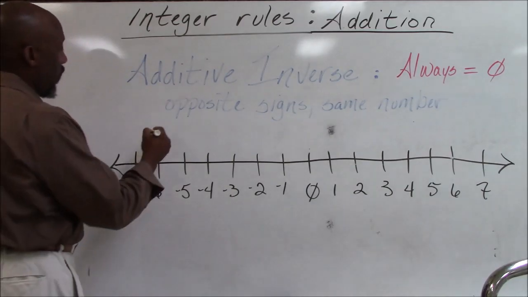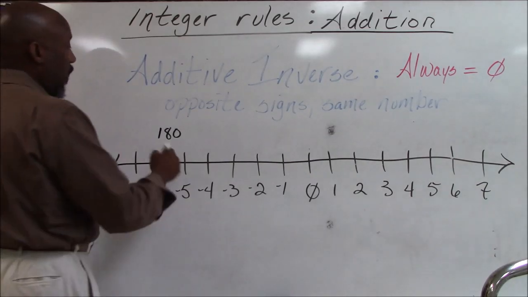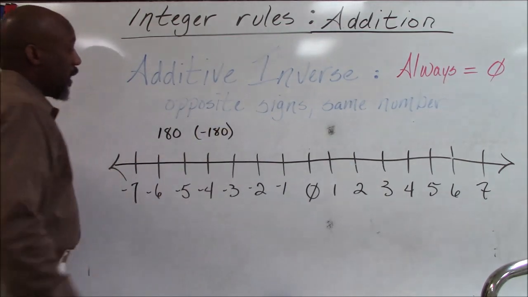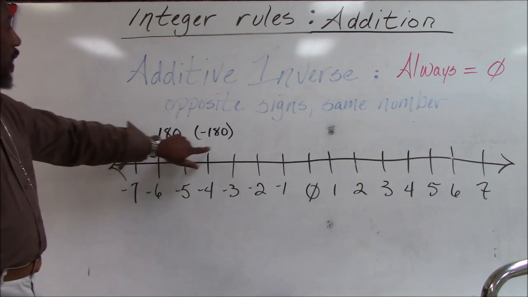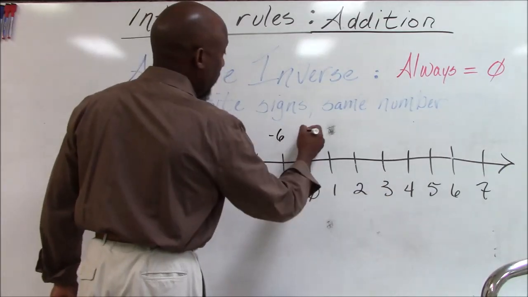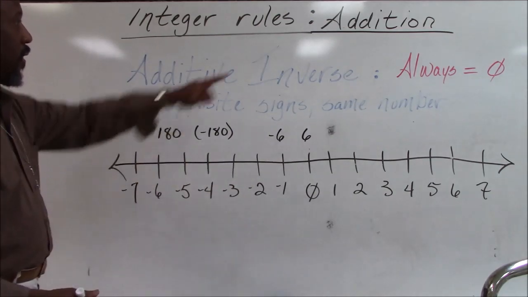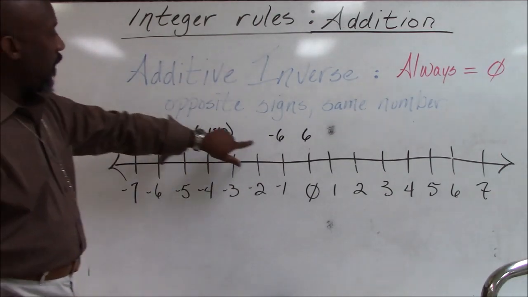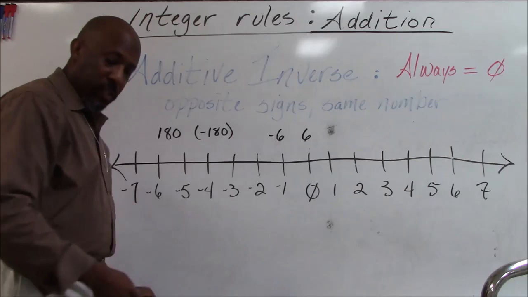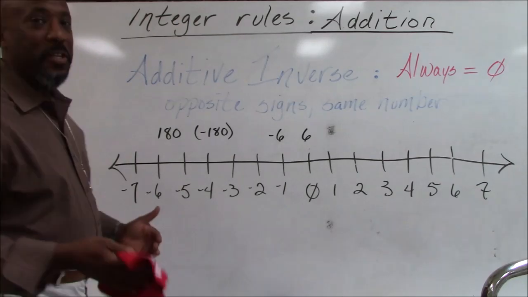Additive inverse of 180. And I know it's not on the number line, and it's okay. This is positive. The additive inverse is the same number with a negative sign. Additive inverse of 180 is negative 180. Additive inverse of negative 6 is 6. They have the same absolute value. One's going negative, one's going positive. They will always equal 0. They are opposite signs. One's negative, one's positive, but they're the same number. That is all an additive inverse is. Now that we have the definitions, we can talk about adding integers.